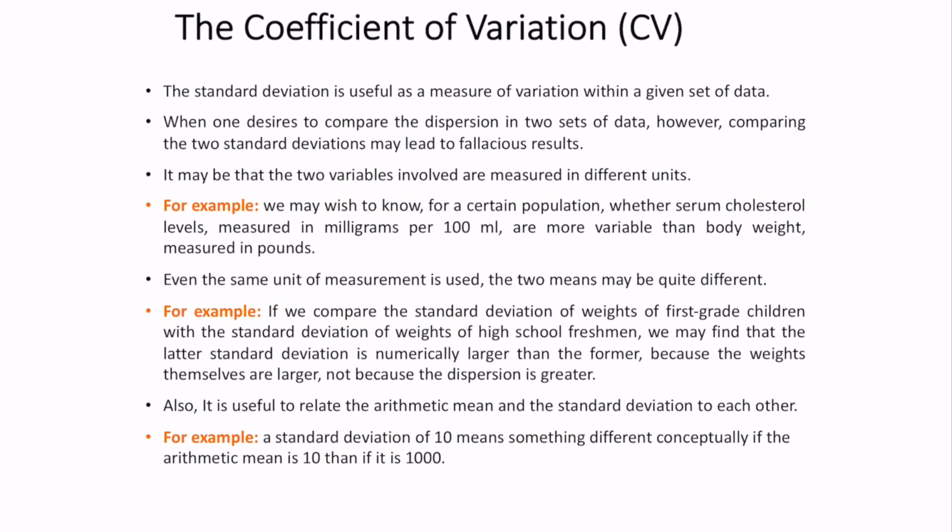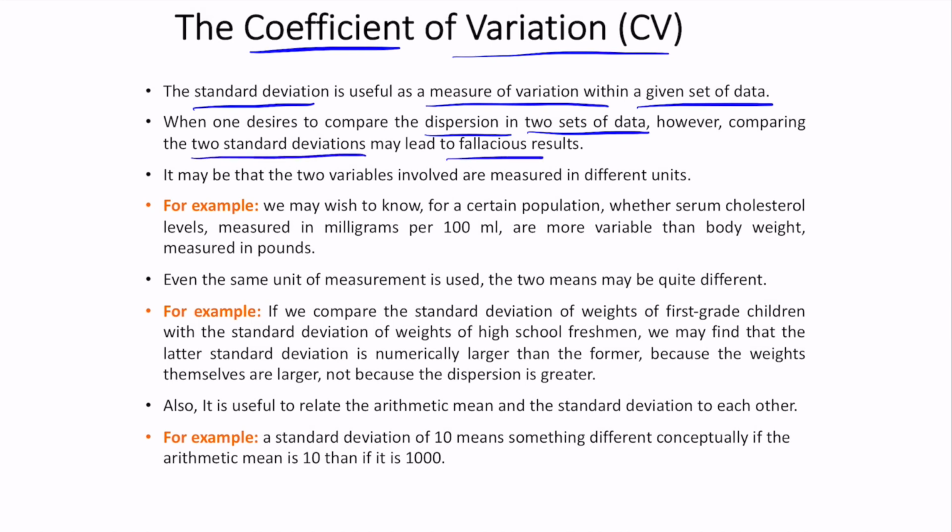Right, so let's go to the next measure of dispersion, the coefficient of variation. The standard deviation in general is used as a measure of variation within a given data set. When you have a single data set, it's easy. But when you want to compare the dispersion between two data sets, because the two standard deviations are completely different from one another, it might lead to fallacious results.